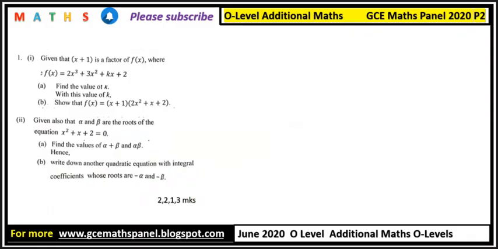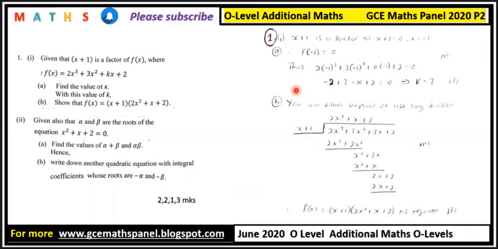So if x plus 1 is a factor, then x equals minus 1 is a root, and f of minus 1 should give us 0. So that's the idea we are using here. So we have x plus 1 is a factor, implying x equals minus 1 is a root, and f of minus 1 should give us 0. So we substitute minus 1 into this equation, and when we solve, our k is equal to 3.